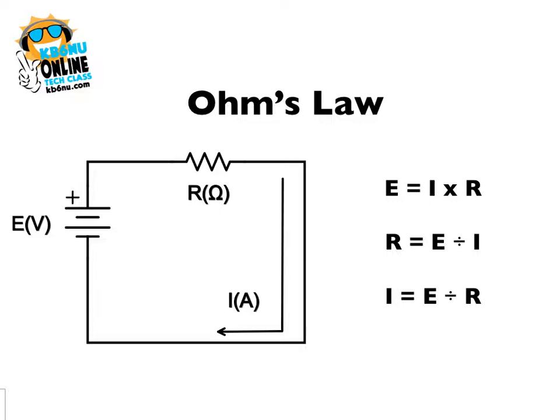Using simple algebra, you can derive the other two forms of this equation. These two equations let you calculate the resistance in a circuit if you know the voltage and current, or the current in a circuit if you know the voltage and the resistance. Question: what formula is used to calculate resistance in a circuit? Answer: resistance R equals voltage E divided by current I. Question: what is the formula used to calculate current in a circuit? Answer: current I equals voltage E divided by resistance R.